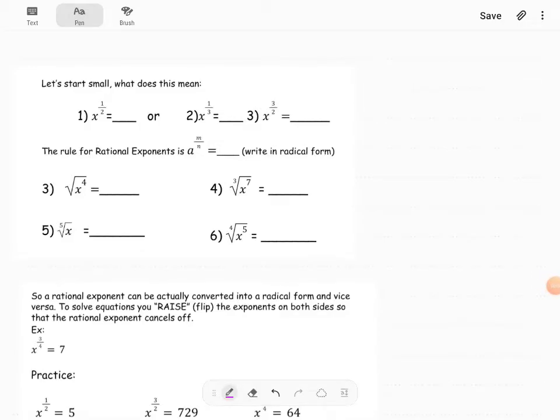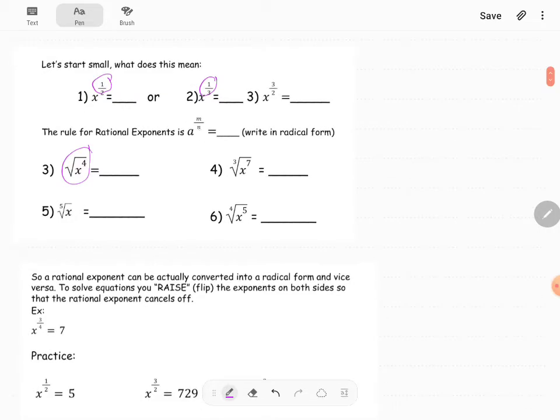Hello friends, today we will learn radical functions, radical forms, square root functions, and cube root functions. Before starting, we will try to see what these actually mean: x to the half, x to the one third, and those are rational exponents. What you see here are called rational exponents, and what you see here are radicals.